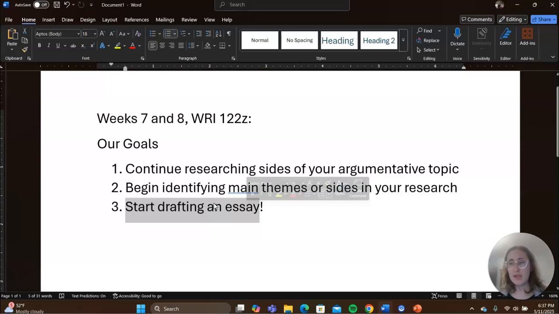But next week, in week 8, we will have a sample paper to read. So you're going to see what another student was able to come up with in this class and what paper they submitted. And I think reading that sample paper will really help you get started at that point.